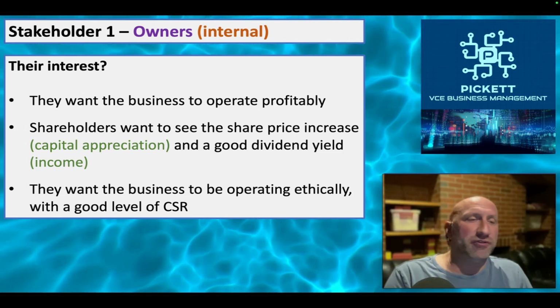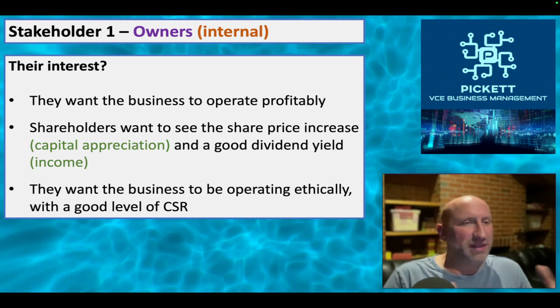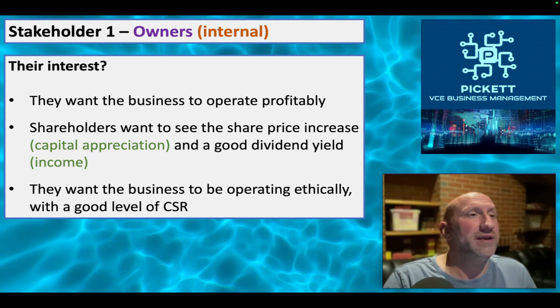So that's the interest of owners. I think that's pretty straightforward. They want to make money out of the business, essentially. That's what we're talking about right there, other than operating in a socially responsible way.